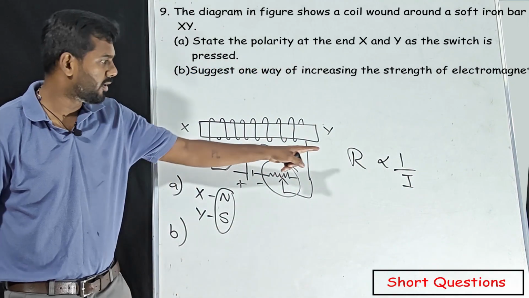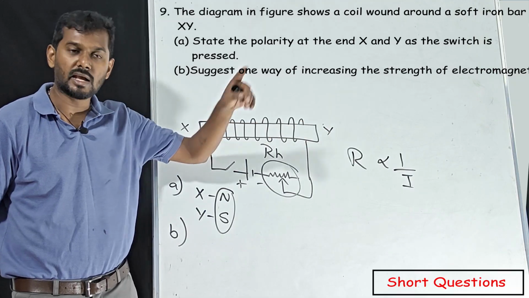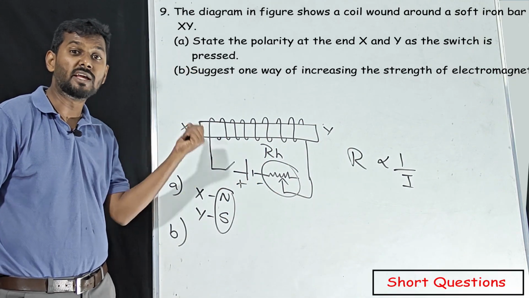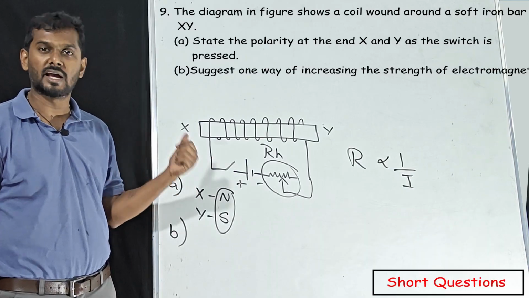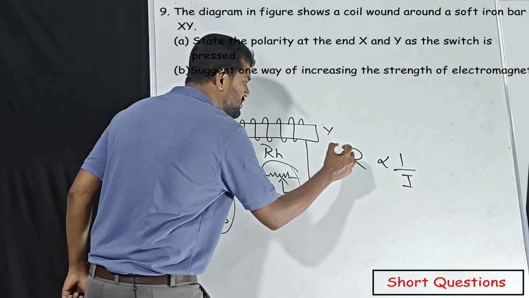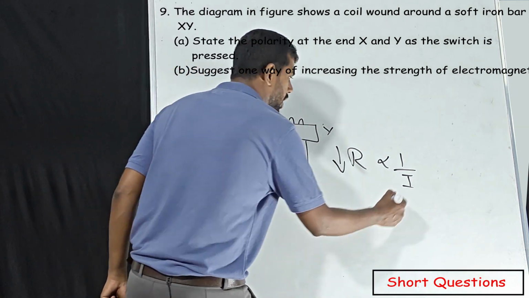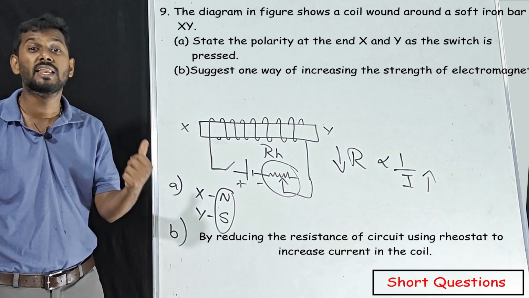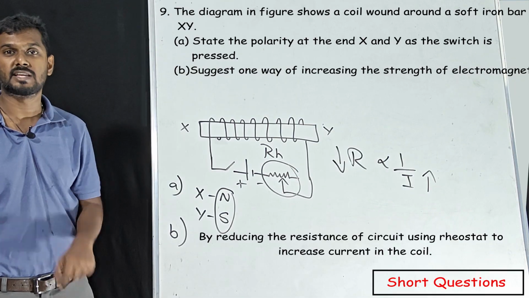That means if you increase the value of resistance, the current value decreases. But here what we want is to increase the magnetic field, so we need to increase the current value. So how to increase the current? We have to reduce the value of resistance. Okay, the current value increases. So your answer should be by decreasing the value of resistance.